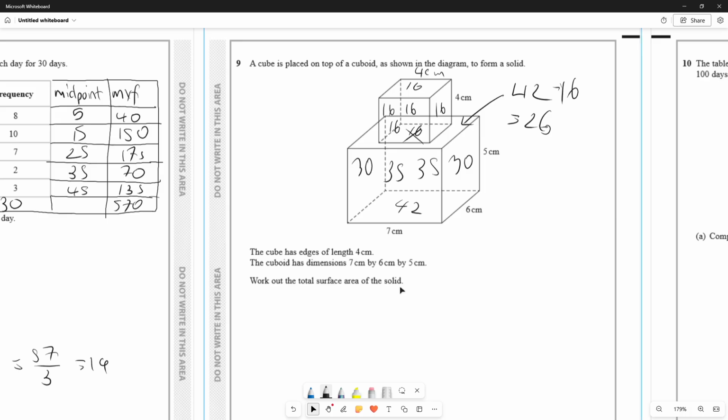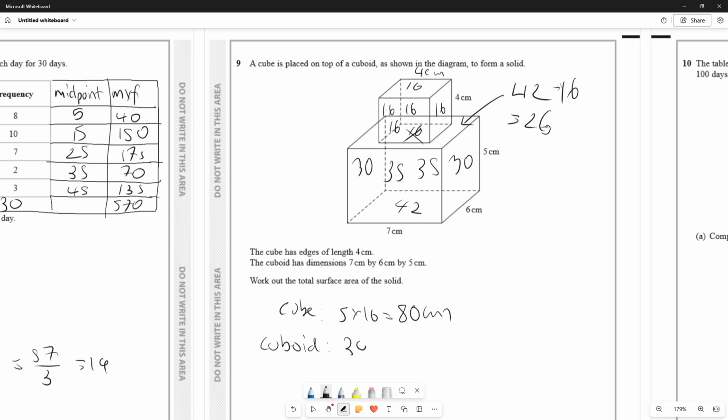So let's add up all these numbers and we should get our answer. For the cube, we have 5 faces of 16, so it's 5 times 16, which is equal to 80 centimeters squared. For the cuboid, let's add up these: 30 times 2 plus 35 times 2, plus 42. And if you use the formula, by the way, you might go wrong, because if you don't subtract the 16, that's why you might go wrong. Otherwise, it's perfectly fine to use. This would equal 60 plus 70 plus 42, which would be 172.